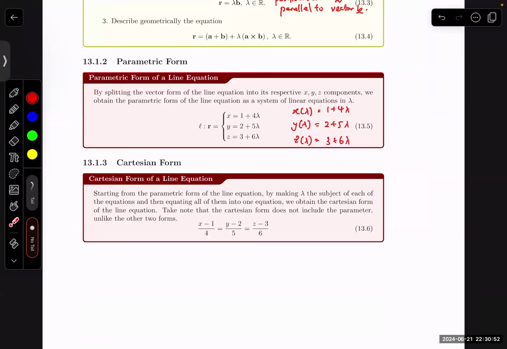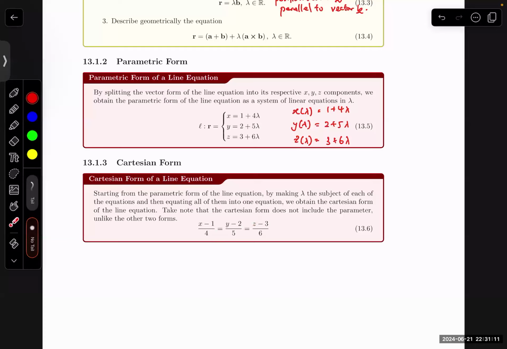It's easier to type out, but it's useless in calculations and solving problems. Okay, so Cartesian form, you only turn the line equation into a Cartesian form when they ask for it.